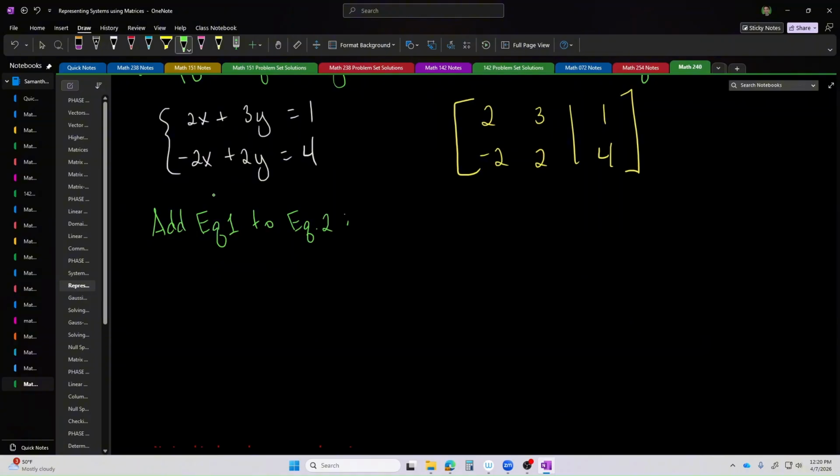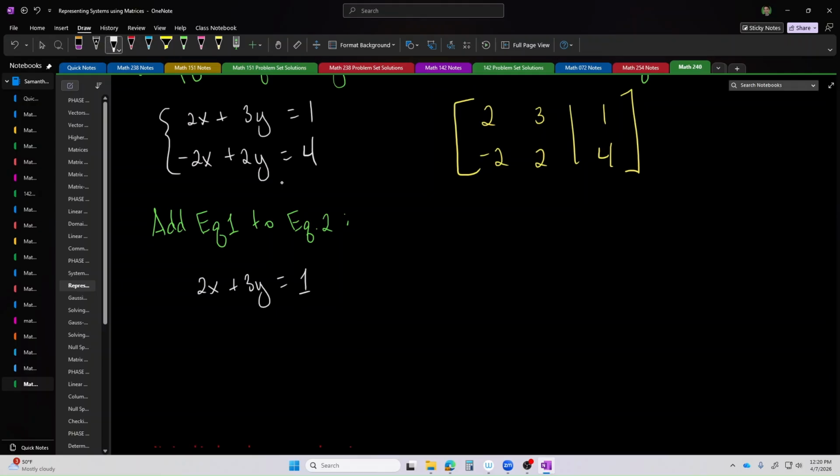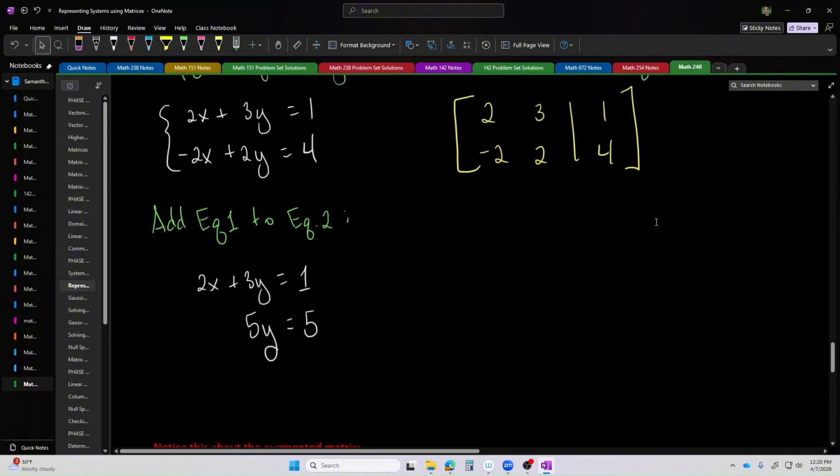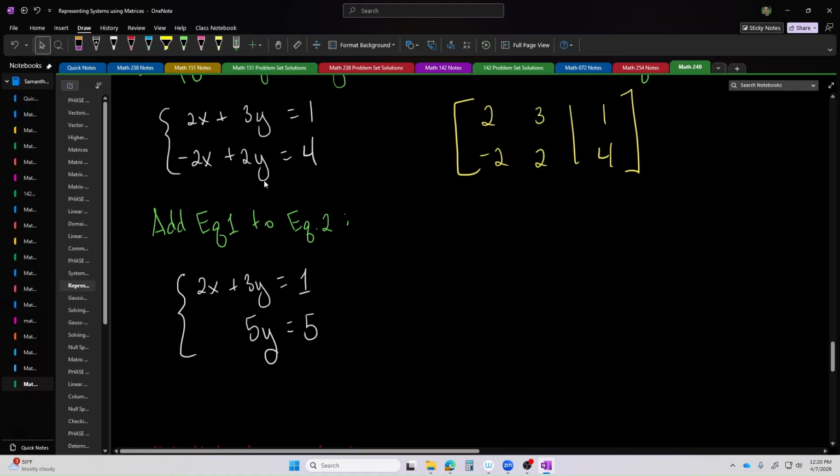And if I do that and I add 2x to negative 2x, that eliminates x from that position in the system. If I add 3y to 2y down here at the bottom, that turns it into a 5y in that position. And if I add 1 to 4, that gives me a 5 on the right-hand side of the equal sign. So that would be our location at this moment in the system solving process.